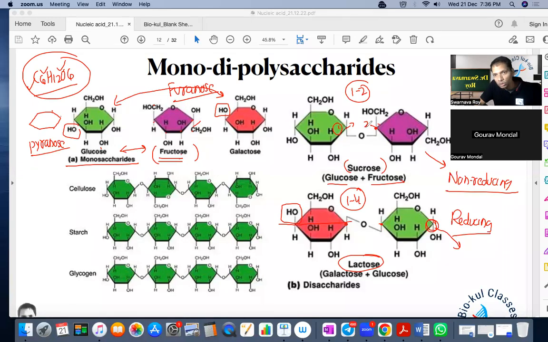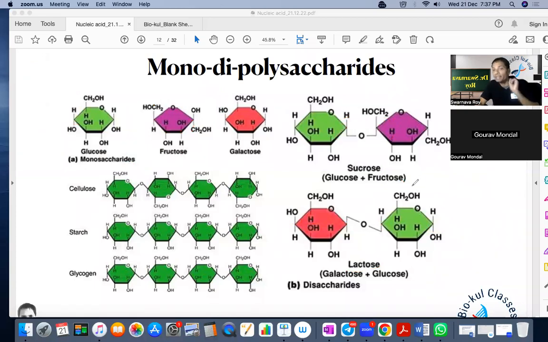In the case of sucrose, both anomeric carbons are engaged in bond formation. What is an anomeric carbon? It is the carbon that is bonded to the oxygen and the hydroxyl group. That's called the anomeric carbon. In a very simple way, it is carbon number 1, which is bonded to the oxygen and the hydroxyl. So here you see, this is the anomeric carbon.